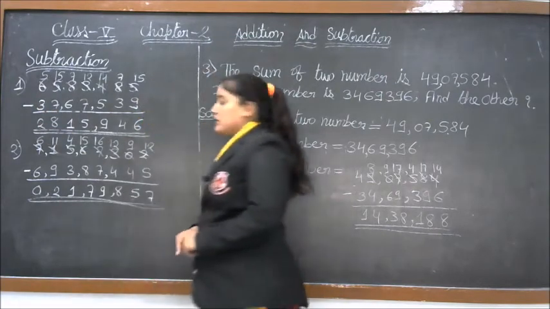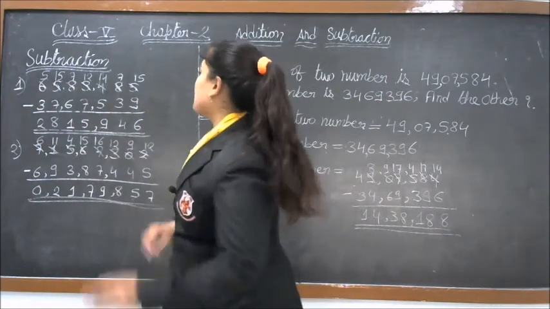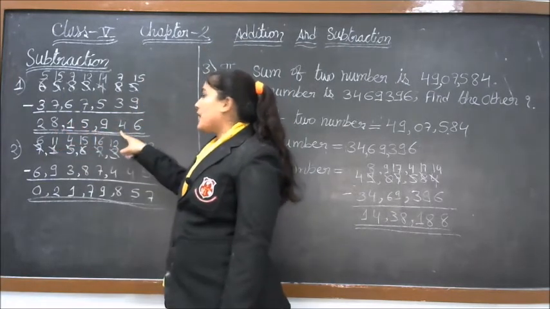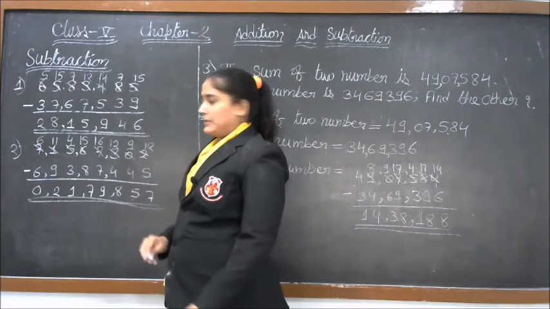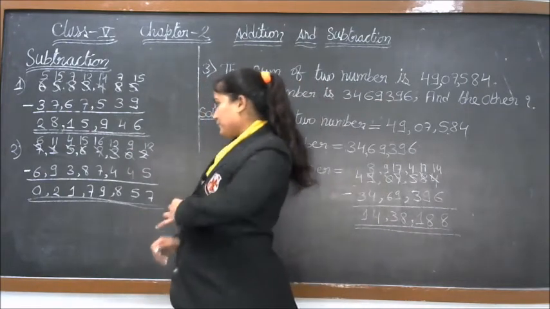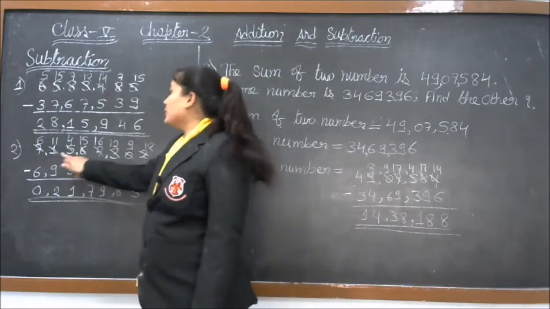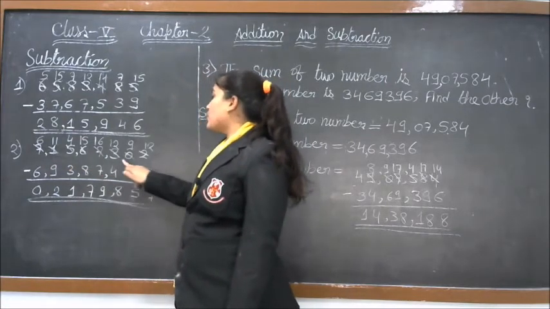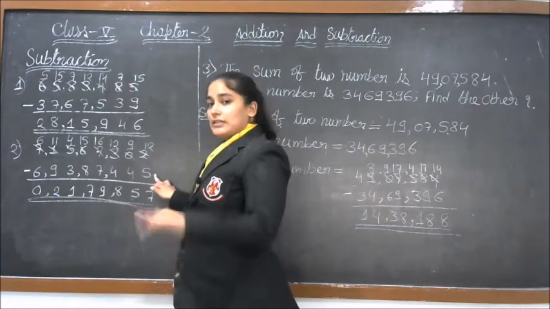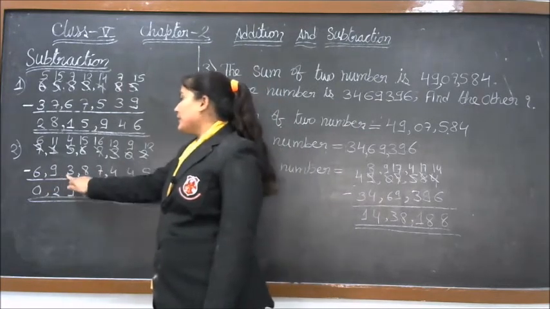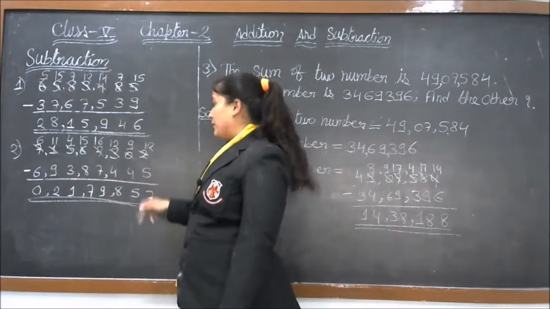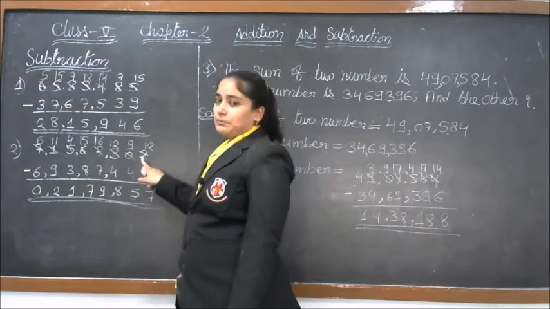So, students, your answer is 28 lakh 15,946. Now, next example, we have 7 crore 15 lakh 67,302. It is the greater number, and we have the other number also, 6 crore 93 lakh 87,445. We have to subtract this from this.